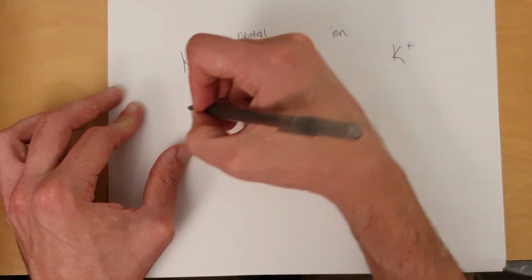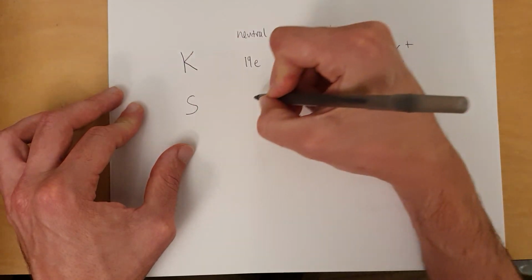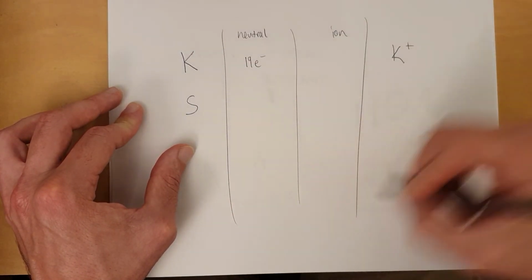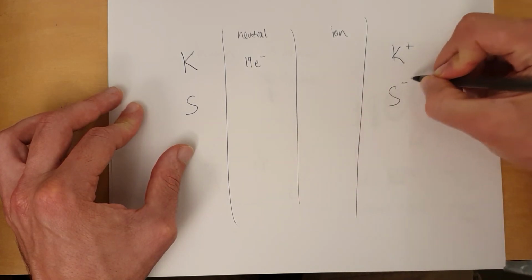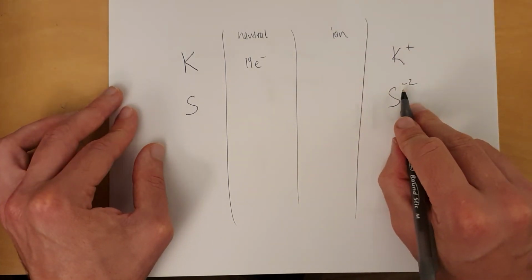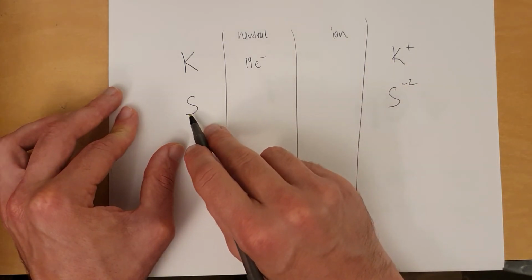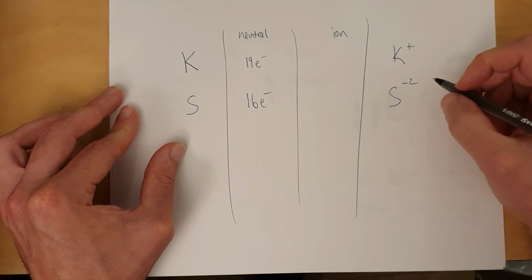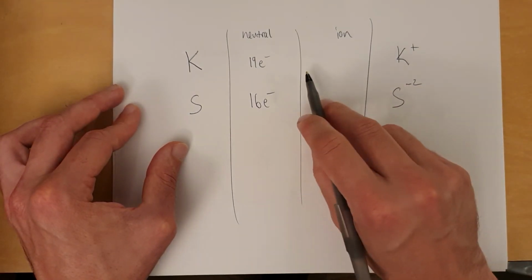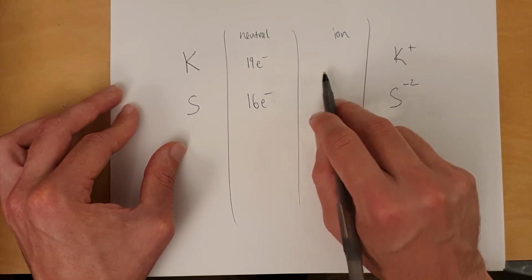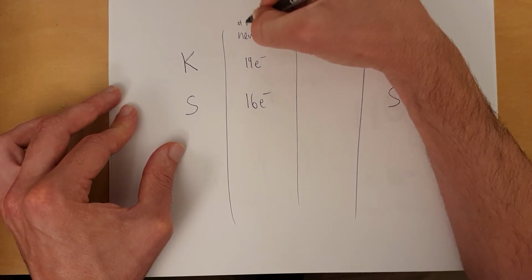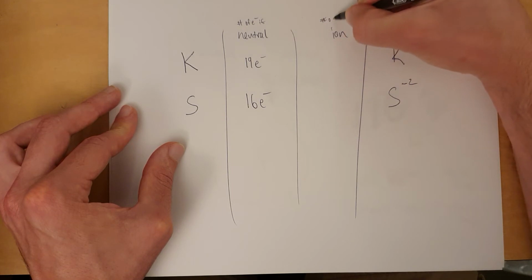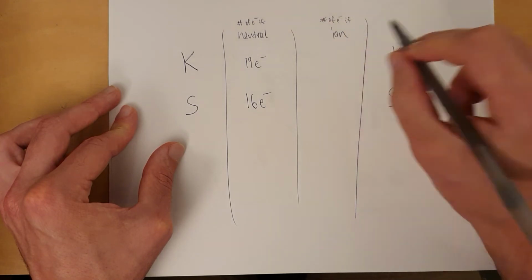Let's also look at an example, one that goes negative. Let's say sulfur. Sulfur becomes sulfur with a -2 charge when it turns into an ion. Sulfur is element number 16 on the periodic table, which means it has 16 electrons. Now, how many electrons does the ion have? So number of electrons if neutral and number of electrons if it's an ion.